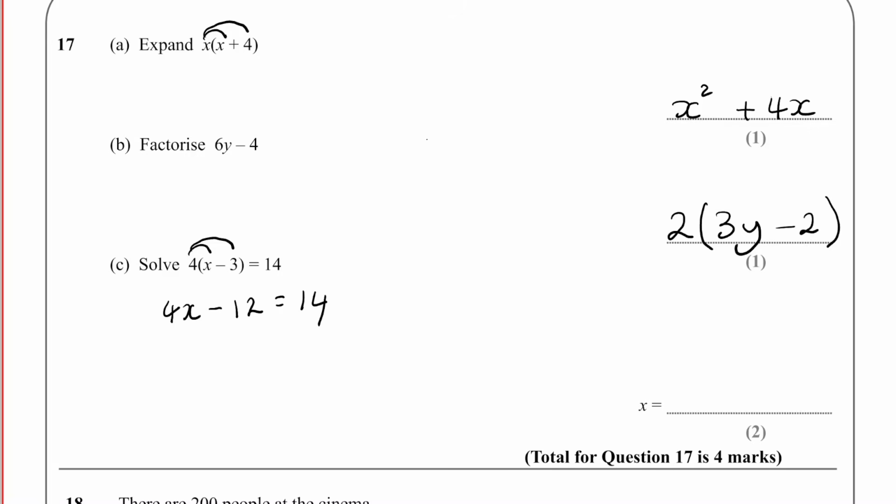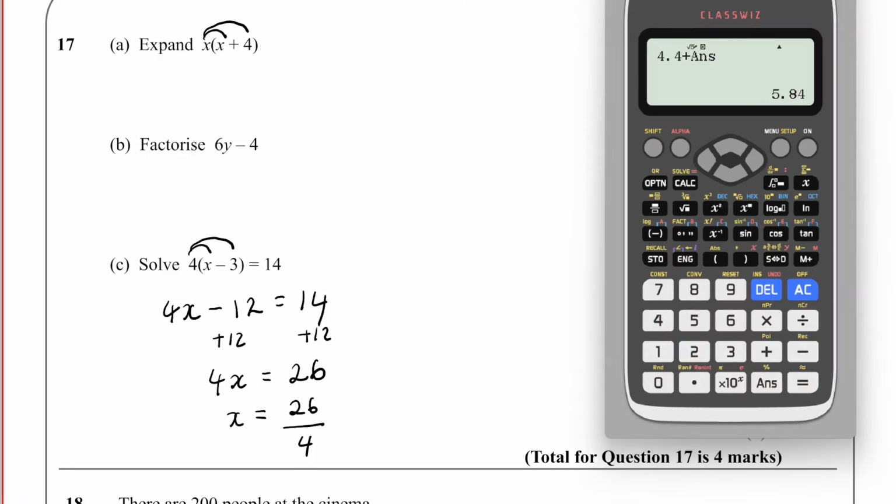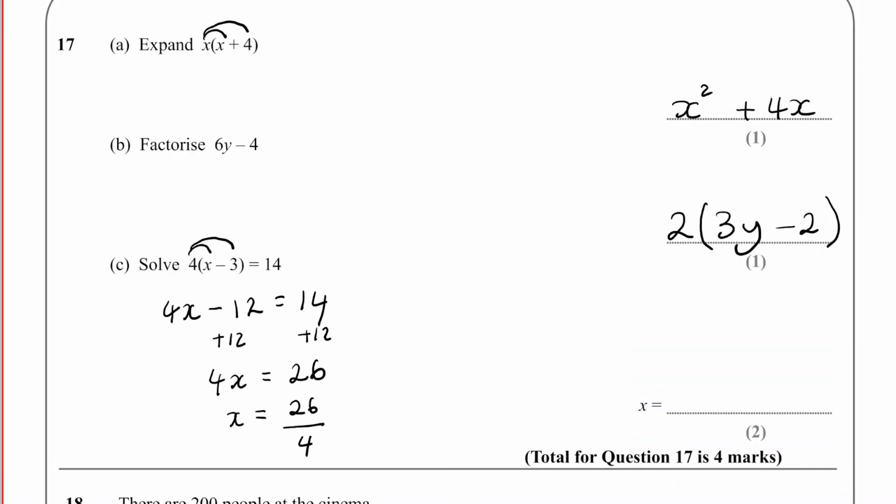I'm going to get rid of a minus 12, and I do that by plussing 12 to both sides of the equal sign. So 4x is equal to 26, and divide both sides by 4 to get x by itself. So 26 divided by 4 is 6.5. So that is our answer.